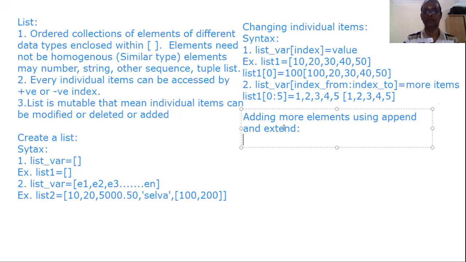That is the usage of adding more elements using append and extend. Here, two concepts we are going to study. One is append. Append is a function which is used to add a single element, a single item, at the end of the list.